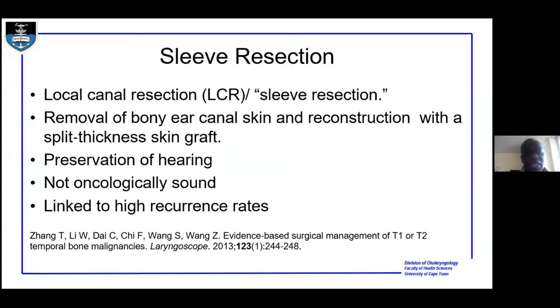As a result, it is no longer popular. Most people are no longer doing it. The advantage of it is that there is preservation of hearing. And as I've said, it's not an oncologically sound procedure, and it's linked to high recurrence rates.